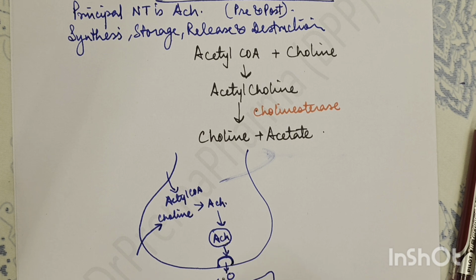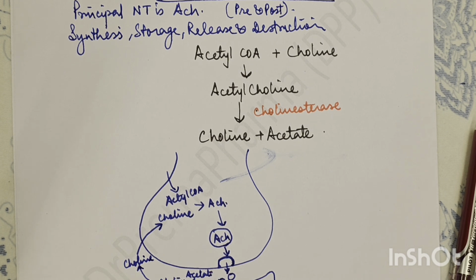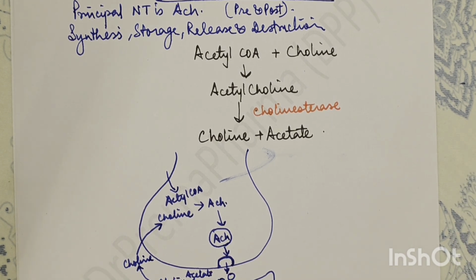Now this acetylcholine then attaches here on the receptor, right? After that, this acetylcholine is broken down into choline and acetate by the enzyme cholinesterase, and this choline is then taken up by the presynaptic fiber. So this is the cycle. Now let's see where all the blockades happen.